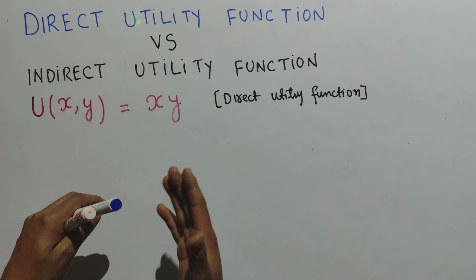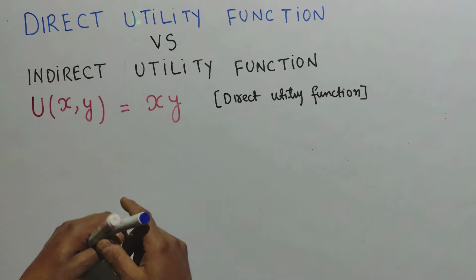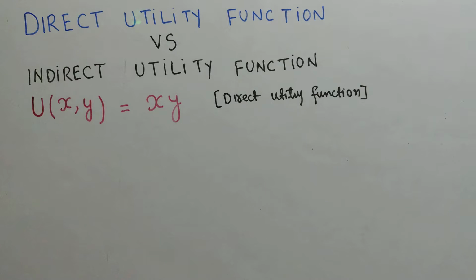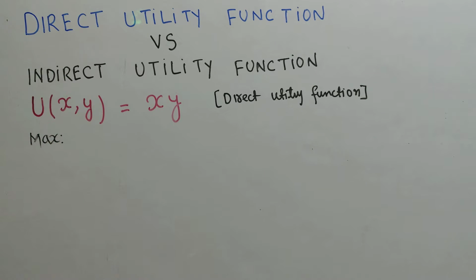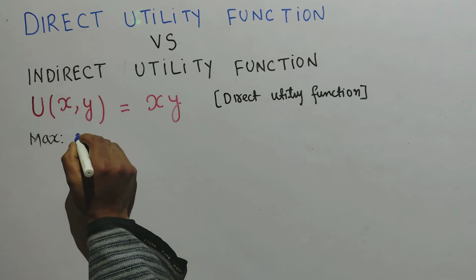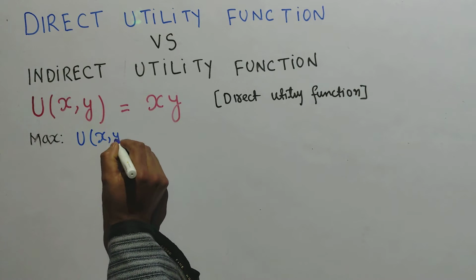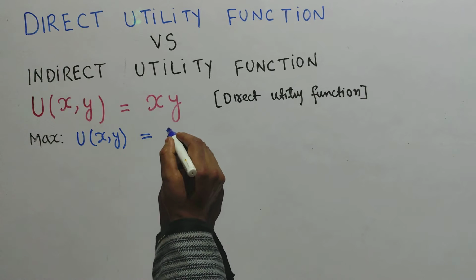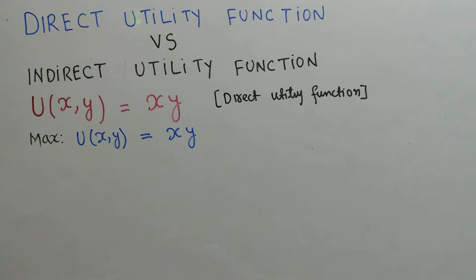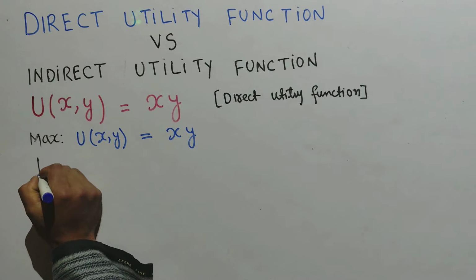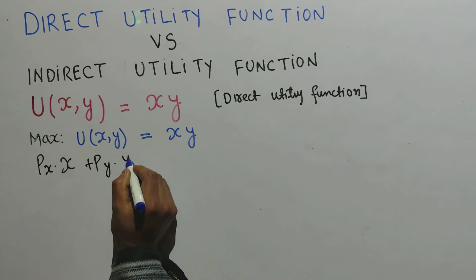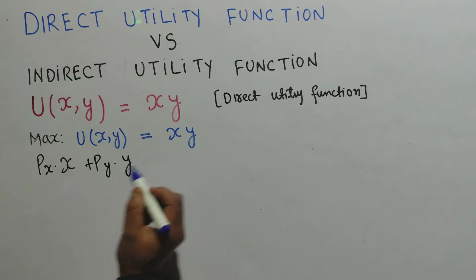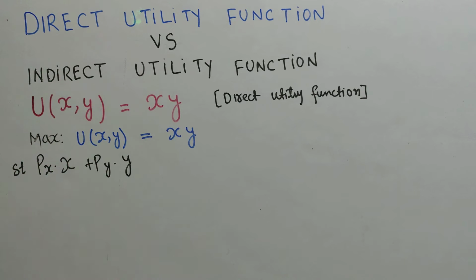Now, however, when we solve the given utility function, let us say we want to maximize this utility function. So U is a function of X and Y. When we want to maximize this utility function, we will have some budget constraint. Let us say we have price of X times units of X plus price of Y times units of Y. So the consumer wants to maximize this utility subject to this budget constraint.